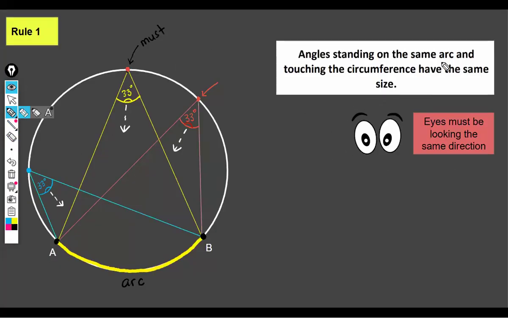You have to write out what rule 1 is. Angles standing on the same arc. You notice all of them standing on the same arc, that arc being AB, and touching the circumference, 1, 2, 3, have the same size. The part about the eyes looking in the same direction, you don't actually need to write that in the exam. That's just for you to know if the rule works. I want you to take down everything on the screen, every single thing, including the rule itself.